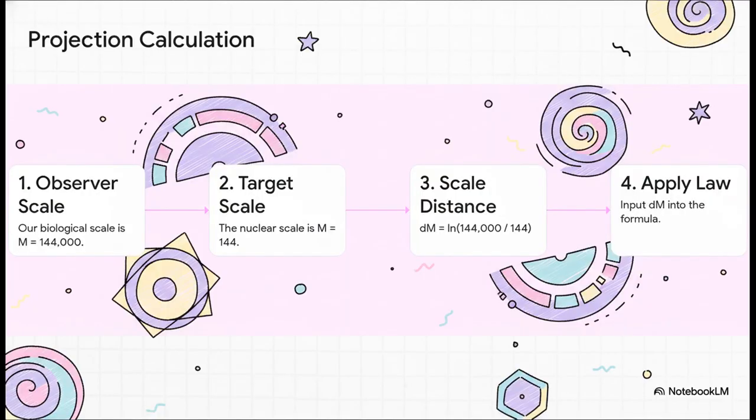So here's how the calculation works. First, you take our scale, the observer's scale, which the framework defines at this m equals 144,000. Then you take the target, the nucleus, which is at the base scale of 144. You find the scale distance between them, that dm value, and you plug that right back into the projection law.